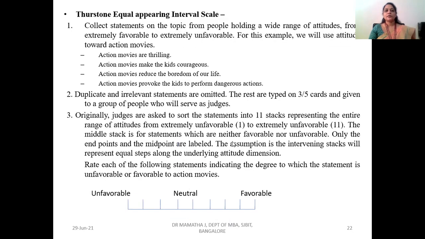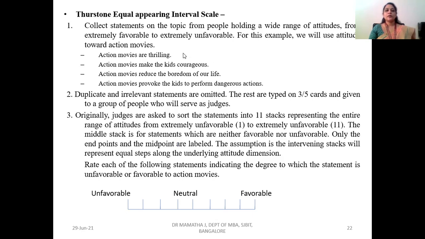And the next one is Thurston equal appearing interval scale. Okay. So here what happens, a number of statements on the topic will be collected from people who have a wide range of attitudes, from extremely favorable to extremely unfavorable. For example, in this example, we will measure the attitude toward action movies. You know action movies. I want to know the attitude of people toward action movies.